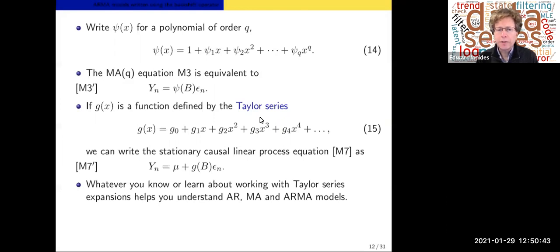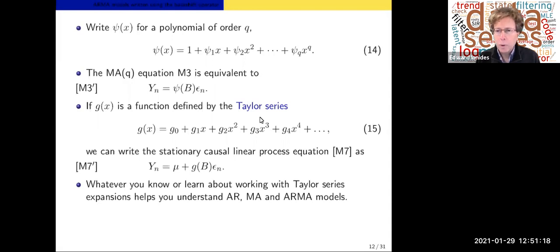Now, how do we do this for an MA infinity process? There's an interesting thing we can do here with Taylor series. If we have any function g of x, we can write a Taylor series: g of x is g_0 plus g_1 x plus g_2 x squared plus so on. And this lets us make sense of writing y_n equals mu plus g of B epsilon_n.